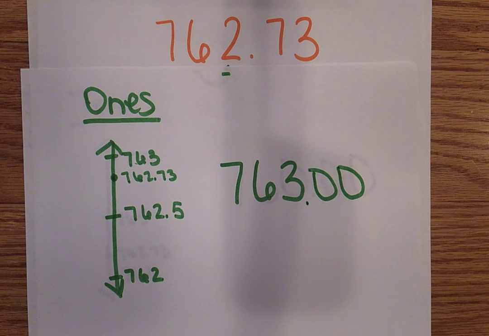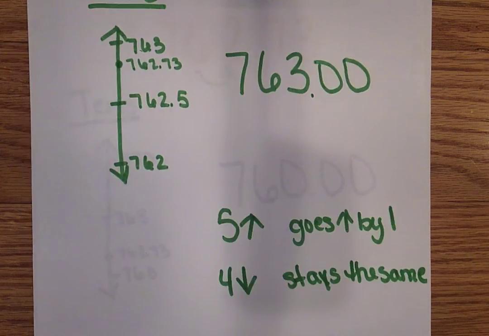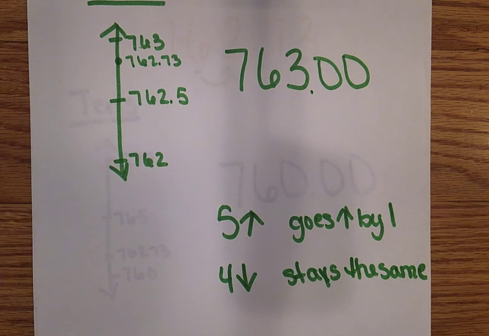So when we talk about rounding, our rule is when we look next door, if the number is 5 or more, the number we're rounding to goes up by 1. If it is 4 or less, the number stays the same. So that is our rule.